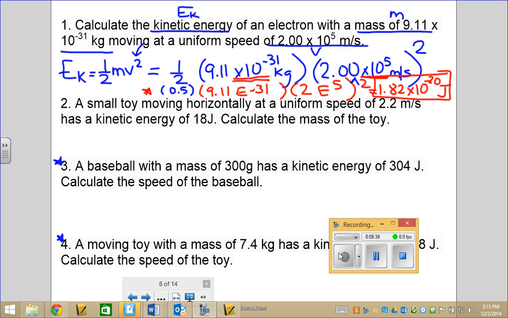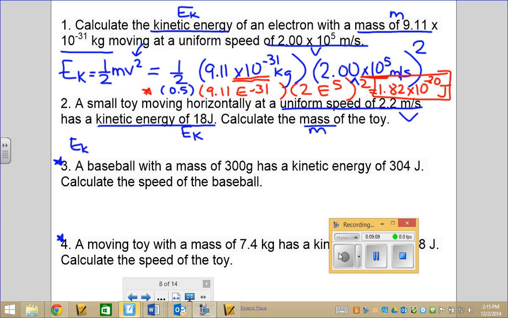So, all right, I think I've checked people's calculators, so we'll go on to the second and the third examples. The second example is giving you speed, so there's your V. It's giving you kinetic energy, so there's your EK, and it's asking you mass. So we're going to use the same formula, but we're going to have to rearrange it, and I'll just show you how I rearrange it.